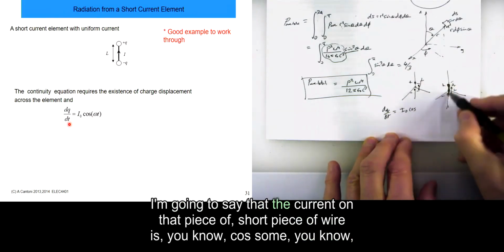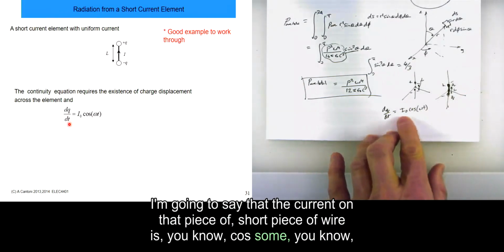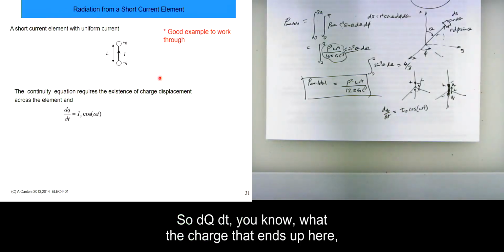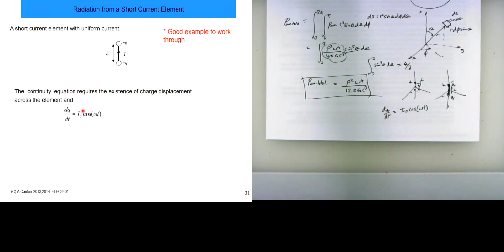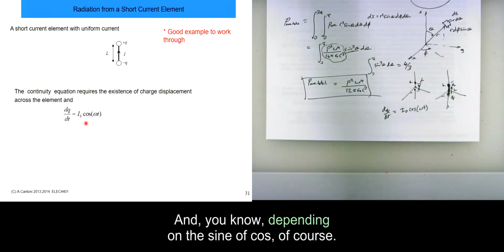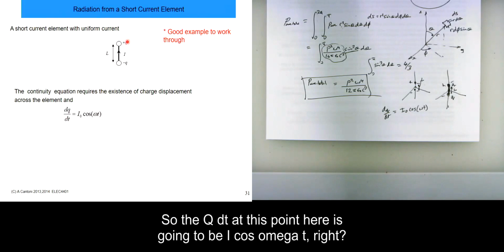And we're going to say that the current on that short piece of wire is some magnitude I naught times cos omega t. So dq/dt is the charge that ends up here. The current is taking positive charge from the bottom and placing it at the top, depending on the sign of the cosine. As the cosine changes to negative, it takes positive charge from the top and puts it on the bottom. So dq/dt at this point is going to be I cos omega t.